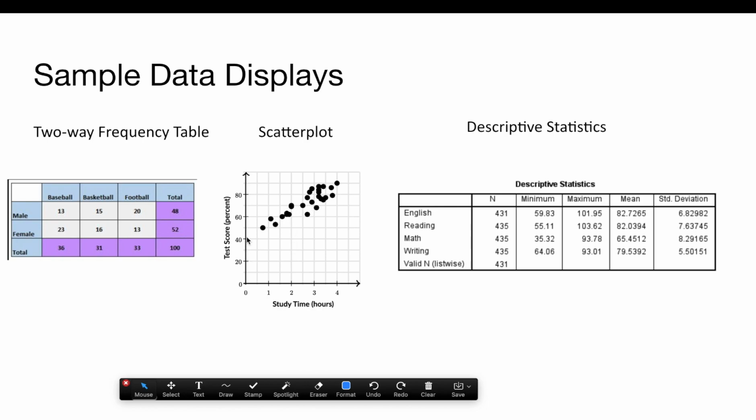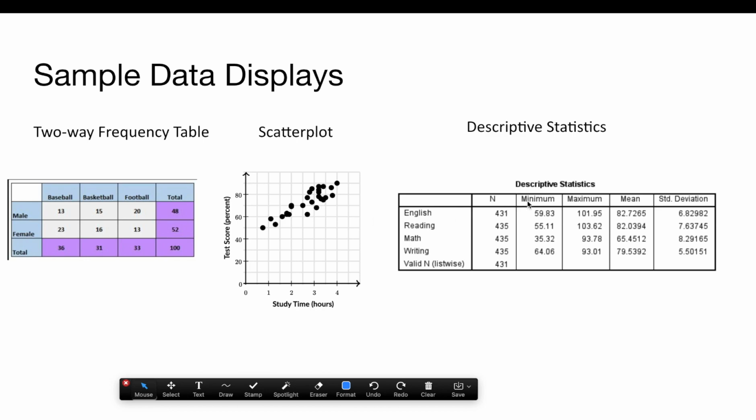Another data display is a scatter plot. So you can plot the different values and look at the relationship. So for example, the relationship between study time and test score. If students studied for 1 hour, what was the test score they got? What is the relationship between these points?